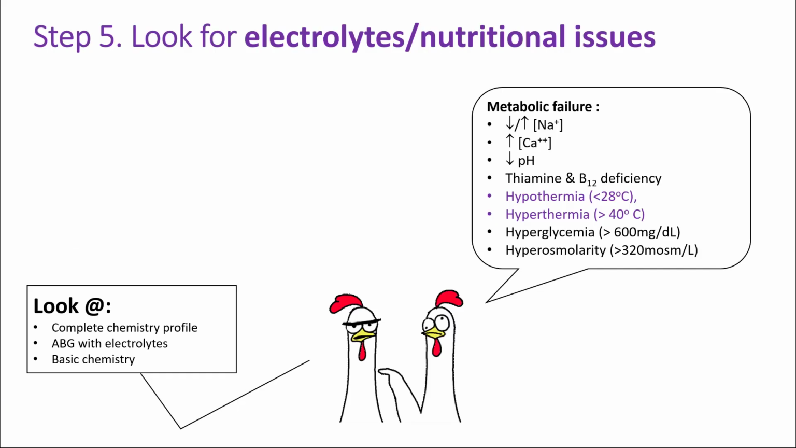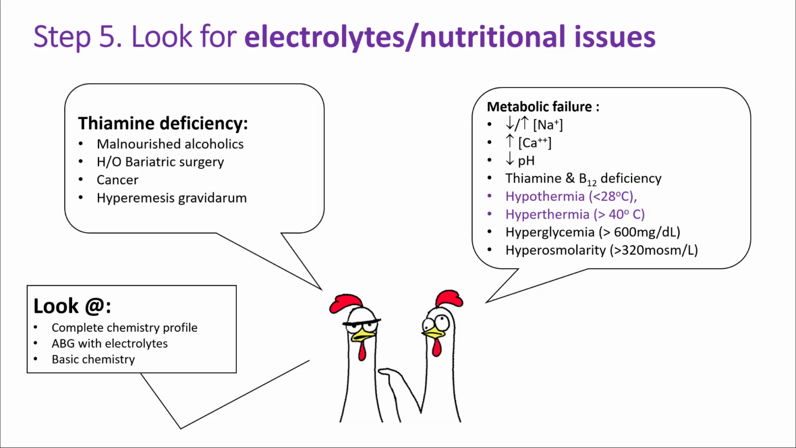Next, look for electrolyte and nutritional issues. Electrolyte abnormalities can be simply found by looking at your blood chemistry profile or EBG with electrolytes. And here you are looking for hypo or hypernatremia, hypercalcemia, or very low pH. Monitor their temperature, as patients with hypothermia or hyperthermia can be altered. Look for signs of hyperglycemia and hyperosmolarity. Patients with thiamine deficiency can be seen in malnourished alcoholics, history of bariatric surgery, cancer patients, and hyperemesis gravidarum.